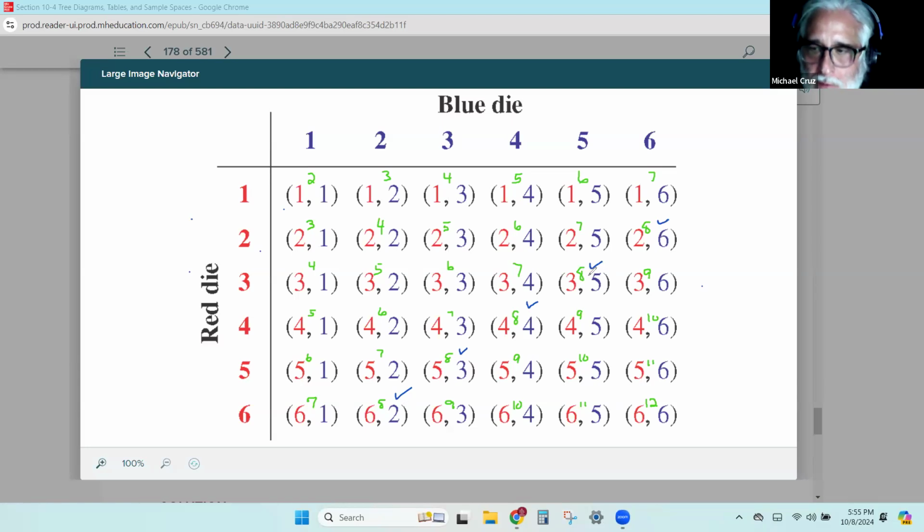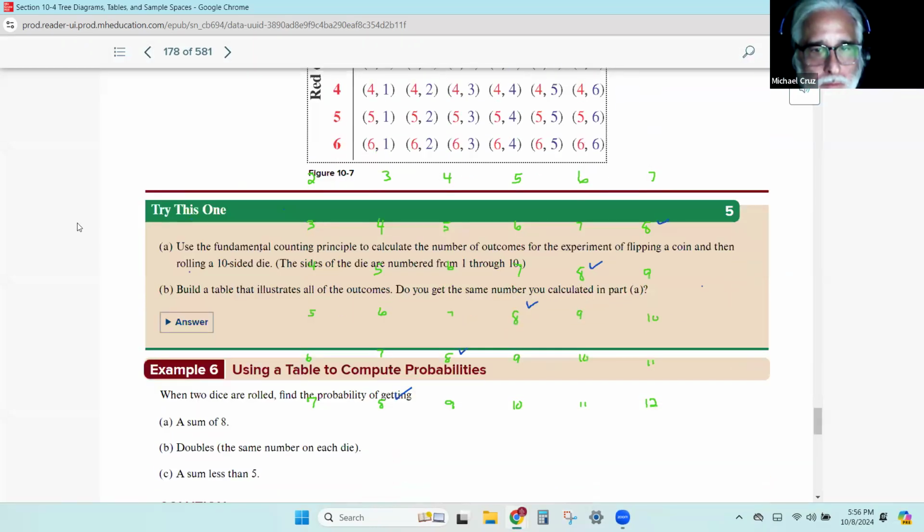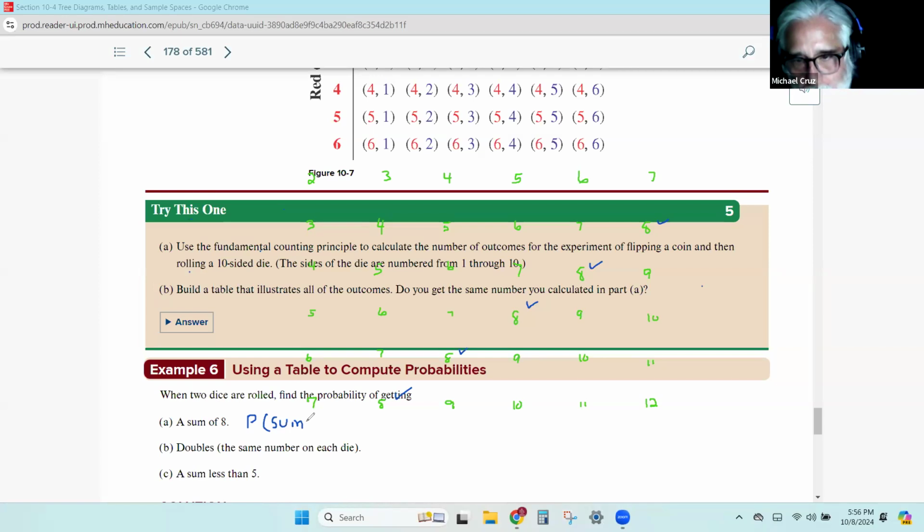So we have 1, 2, 3, 4, 5 values on the 2 cubes that add up to 8. So there's 5 total, and then there's a total of 36. All right. Nothing to simplify because there's no common factor between 5 and 36.